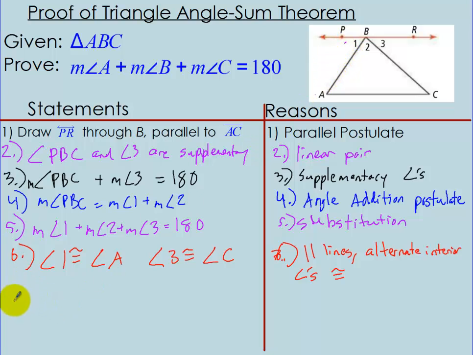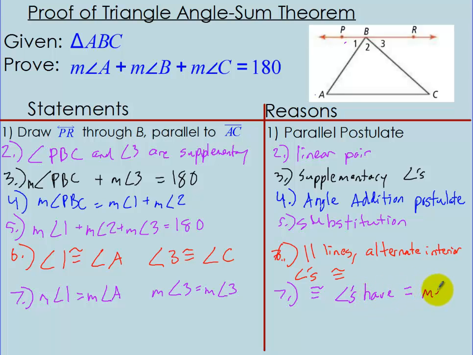So the next step, I know those are congruent. I can say the measure of angle 1 equals the measure of angle A, and the measure of angle 3 equals the measure of angle C. I can say that because congruent angles have equal measure. So, oops, not that one. Congruent angles have equal measure.